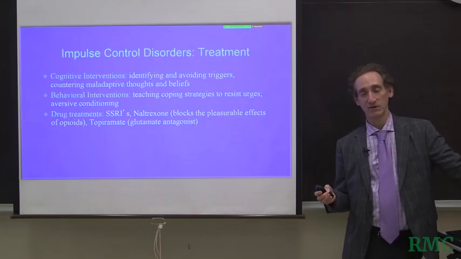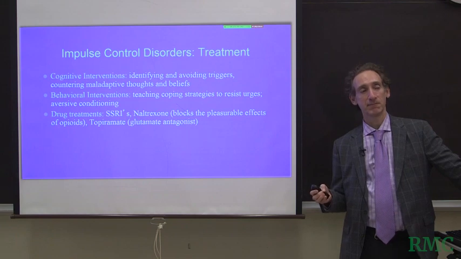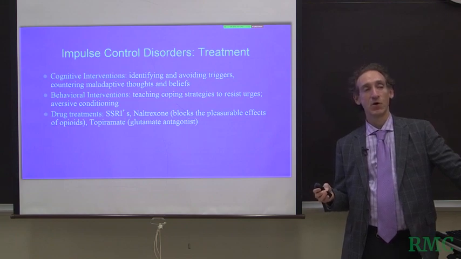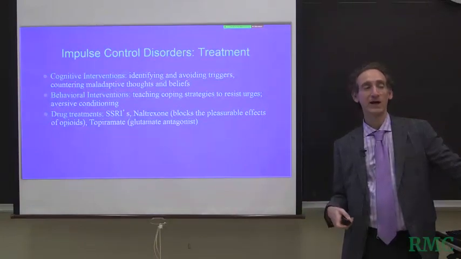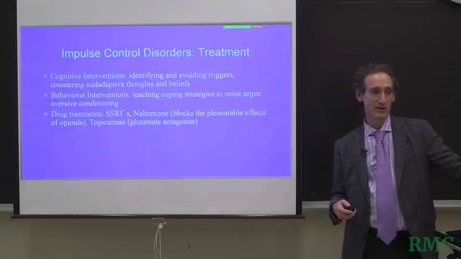Topiramate is a glutamate antagonist that's used off-label for alcohol dependence and is quite effective. It also works well for binge eating disorder or for bulimia. So it also has some evidence of efficacy for impulsive types of disorders, and so we try that as well.